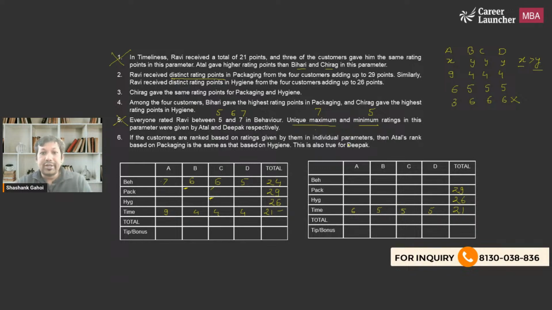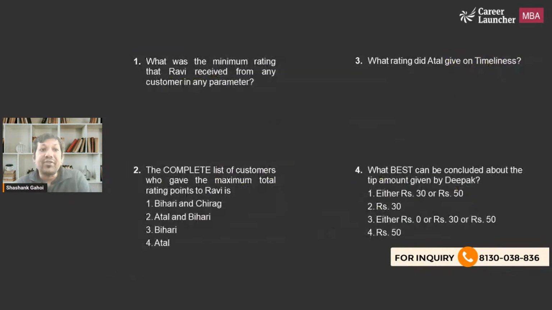Now, I didn't understand much. Okay, so this is going to be 7665. Now, what we are going to do, I am going to read the questions. What was Ravi's minimum rating that Ravi received? Okay, the complete list of customers who gave the maximum total rating points to Ravi.